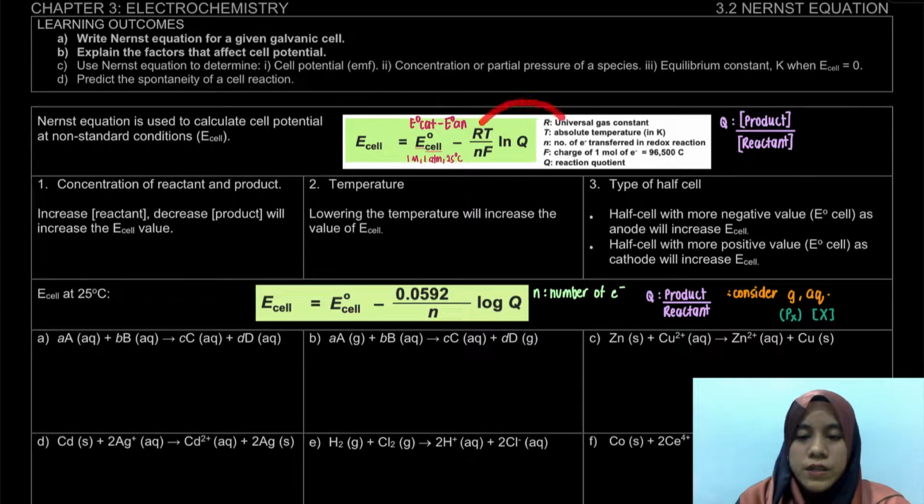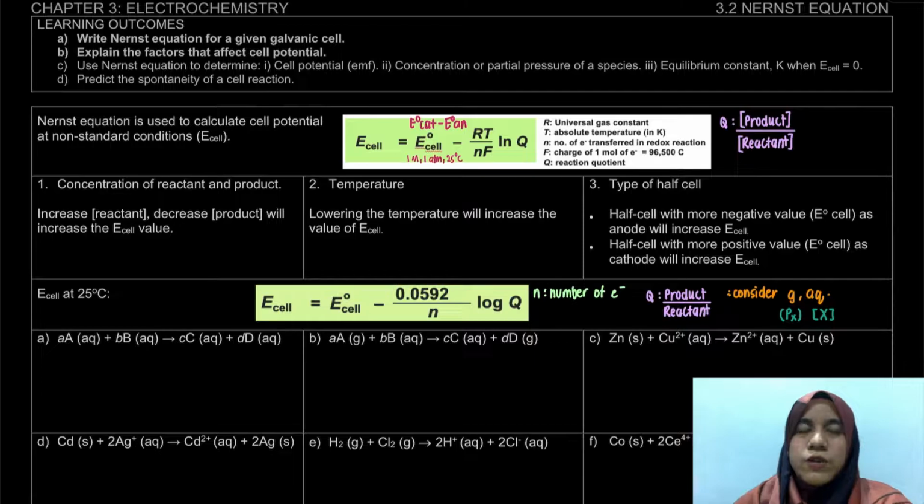So R is actually a universal gas constant. T must be the temperature in Kelvin. n is the number of electrons transferred in the redox reaction. Okay, remember when you write down the overall chemical equation, the number of electrons must be the same, right? So that is actually your n. The F is the charge of 1 mole of electrons, which is equal to 96,500 coulomb. And Q must be your reaction quotient.